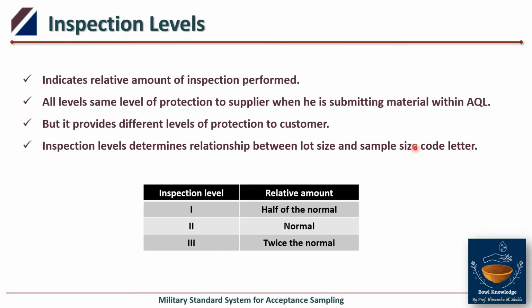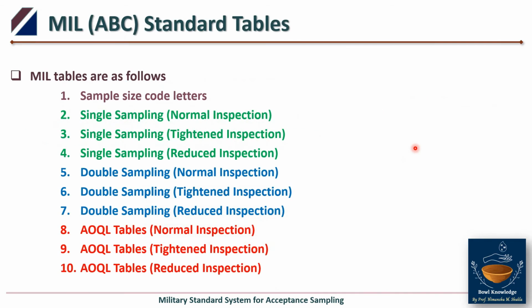Coming back to the slide, MIL tables. In all there are 10 tables available. The first table we have already seen, table K, which is for sample size code letters. Then 3 tables are for single sampling plan and 3 types of inspection, that is normal inspection, tightened inspection and reduced inspection. Then 3 tables are for double sampling with 3 inspection criteria, and finally 3 tables are for average outgoing quality level, again for 3 types of inspection.